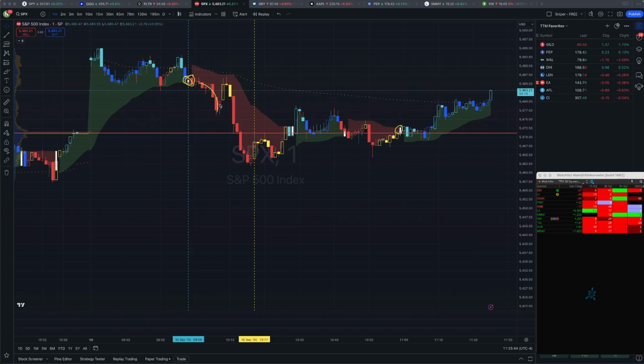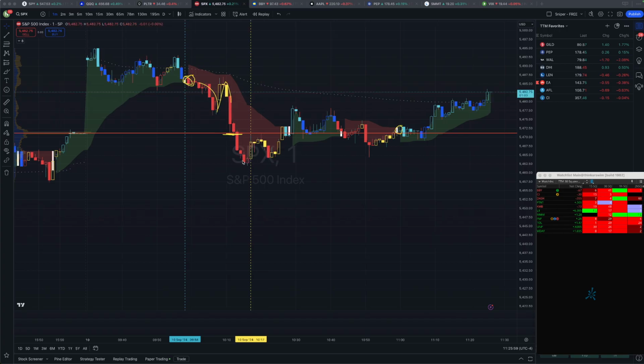And normally I would ride that until we get a candle color change. But this little flip happened so quickly that I rode this down to about this red line here because that was my point of control. And I figured we were coming down to there. And that was more like a 30 to 35% winner there.